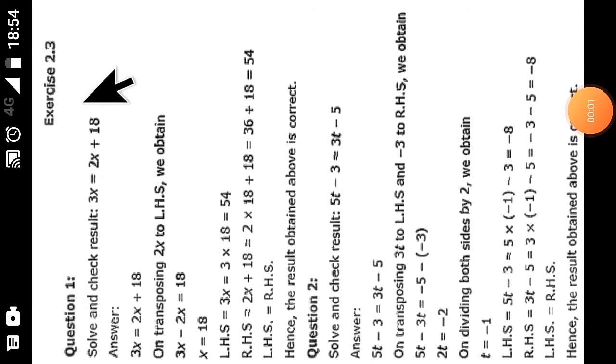Now let us see exercise 2.3, question number 1. Solve and check the result. 3x is equal to 2x plus 18. Answer. Here 2x will go on the left side. So 3x minus 2x equal to 18. So x is equal to 18.